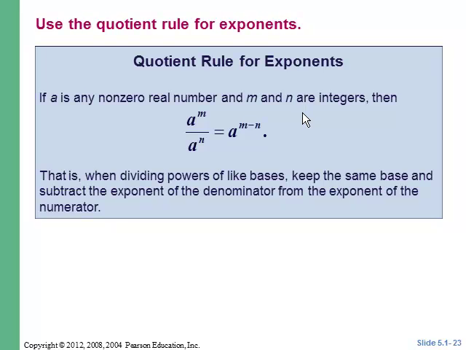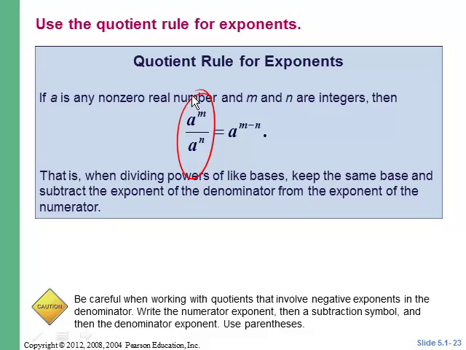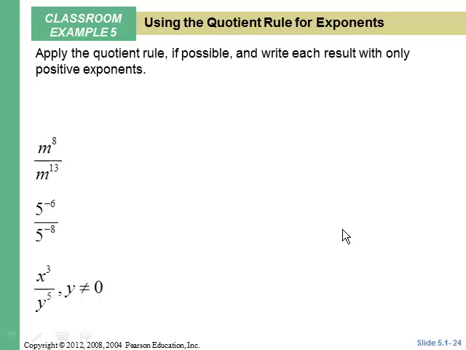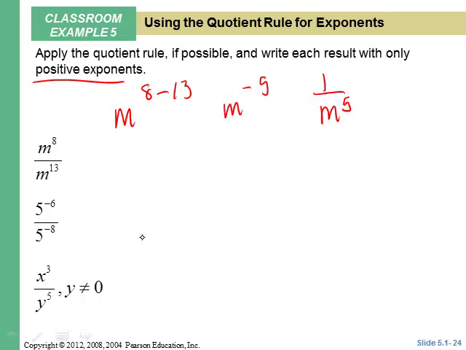How about the quotient rule? Well, the quotient rule says you can subtract exponents when you divide. Be careful when working with quotients that involve negative exponents in the denominator. Write the numerator exponent, then the subtraction symbol, and then the denominator exponent. So this is m to the 8 minus 13, which is m to the negative 5. And since we want it as a positive exponent, we would write it as 1 over m to the 5th.